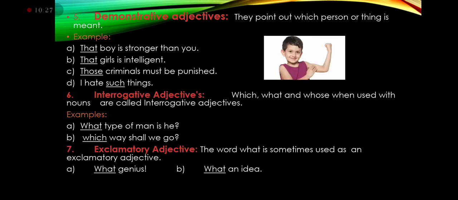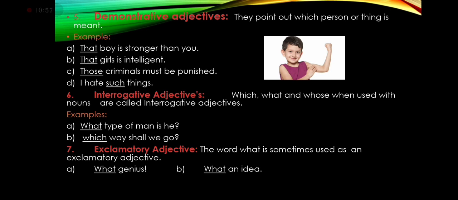Moving to the next. Now the next one is demonstrative adjective. They point out which person or thing is meant. As you can get an idea, the word demonstrative comes from demonstration. That boy is stronger than you. That girl is intelligent. Those criminals must be punished. I hate such things. So that, those, such, these are demonstrative adjectives.